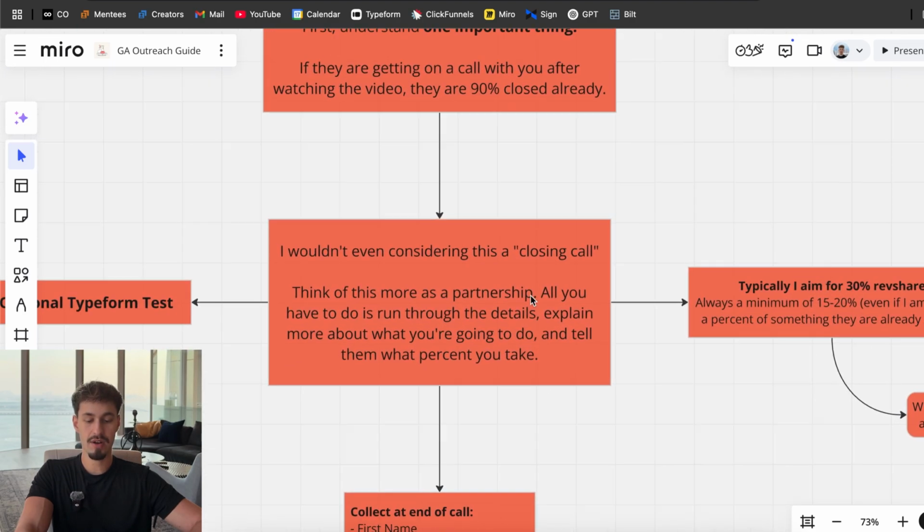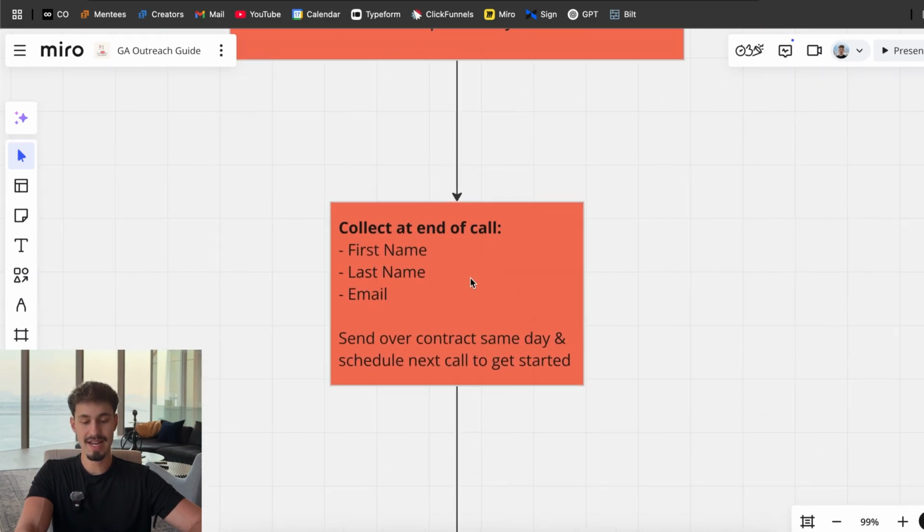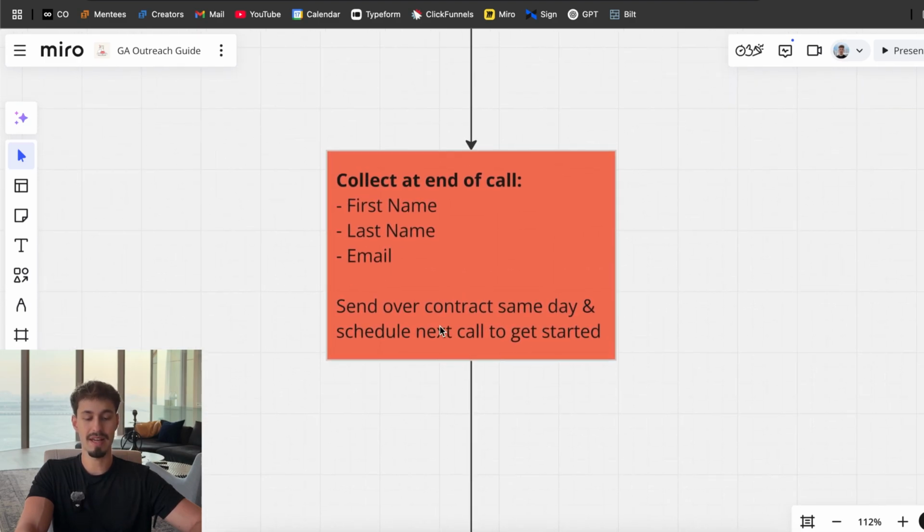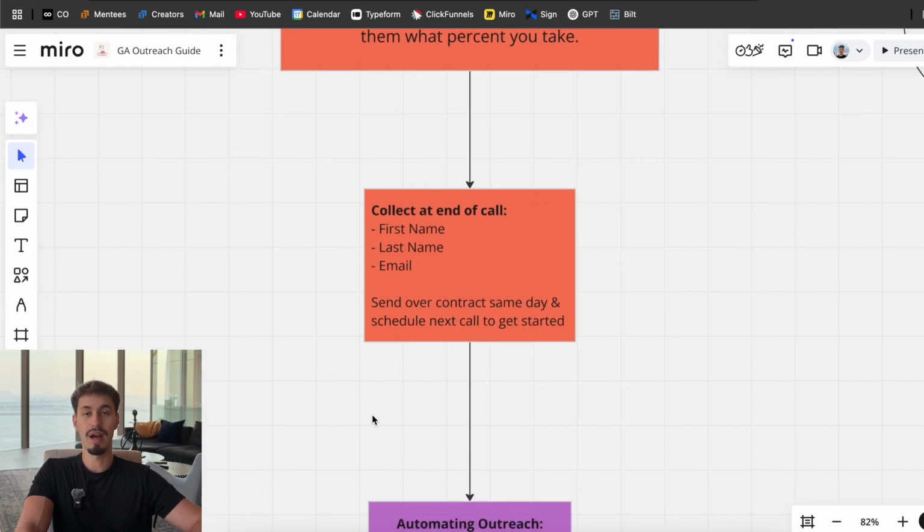So after you have that call, all you got to do at the end is collect their first name, last name, and email, and you send over the contract same day and schedule next day to get started. Everyone asks me, I swear I get at least a couple DMs a day asking about the contract. What has to be in the contract?